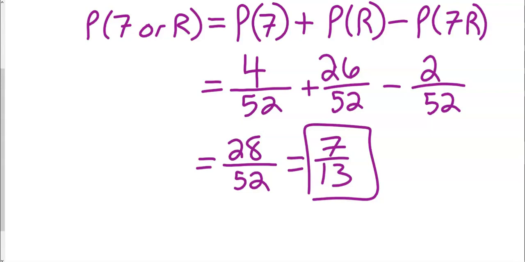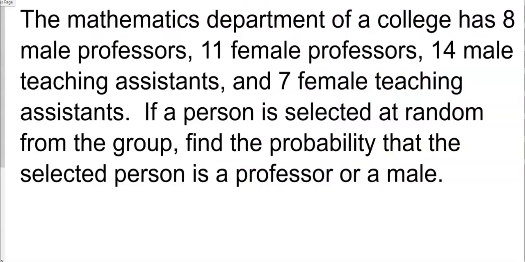So I got one more that I'm going to walk through with you. Then I've got 4 other problems I want you to try on your own. Okay? So again, this looks a lot like what we just talked about a moment ago. It says the mathematics department of a college has 8 male professors, 11 female professors, 14 male teaching assistants, and 7 female teaching assistants. If a person is selected at random from the group, find the probability that the selected person is a professor or a male.